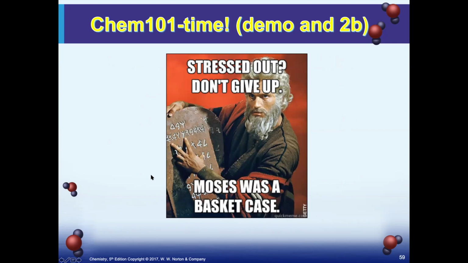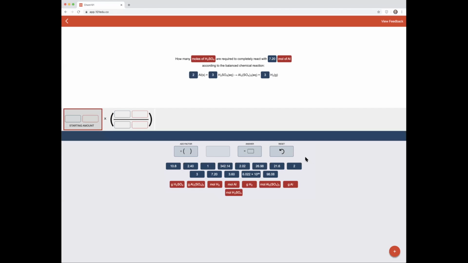Okay, so what I'd like to do next is to go ahead and set you up with a Chem 101 activity, but in order to do that, first I want to demonstrate how to do it in the Chem 101, and then I'll cut you loose to work on one. So I'm going to stop this share, and I'm going to share a different screen with you. Okay, so this is the demo.